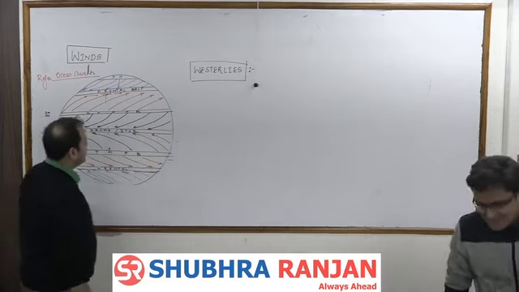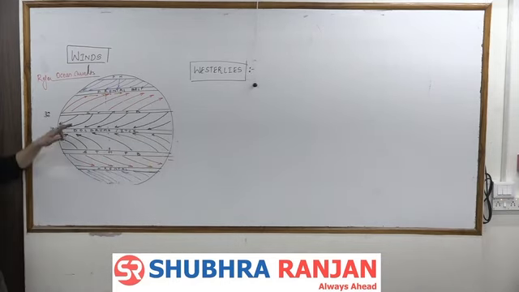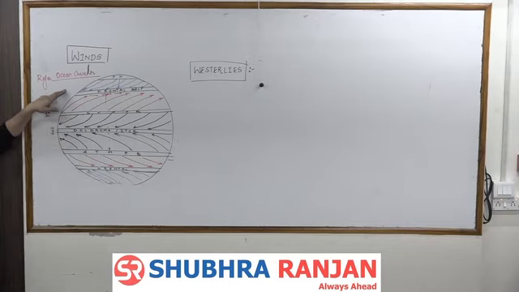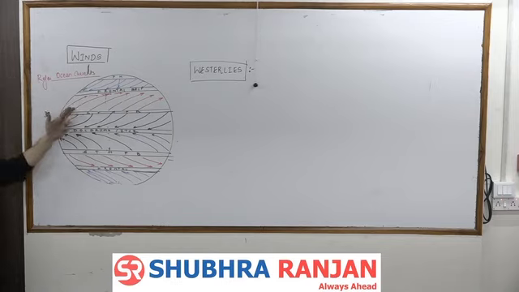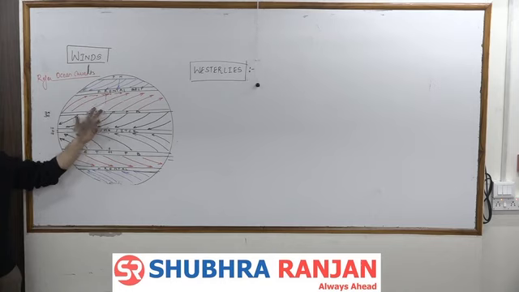Westerlies. Now what you are going to write? Originates from subtropical high pressure to subpolar low pressure belt, not frontal belt, subpolar low pressure belt. Why they originate? Because of a dynamically induced pressure belt.